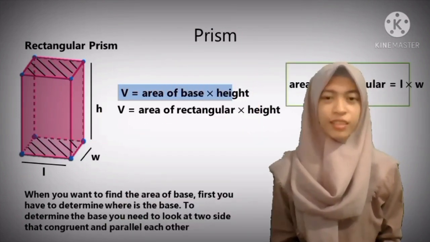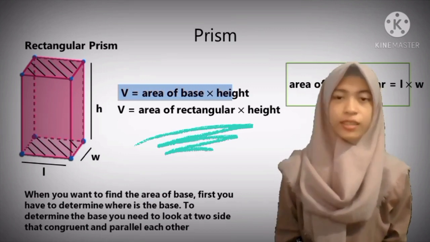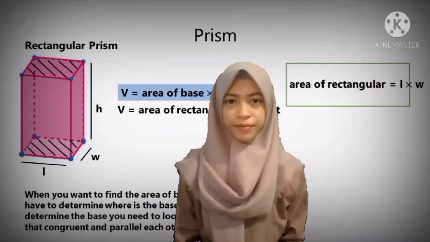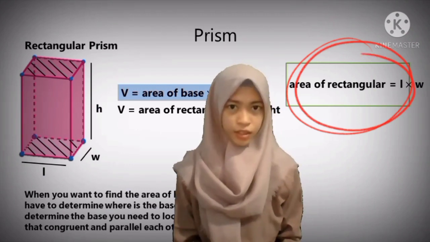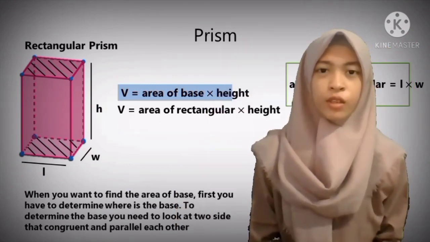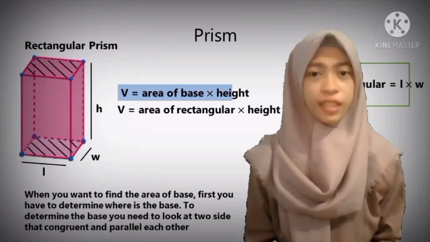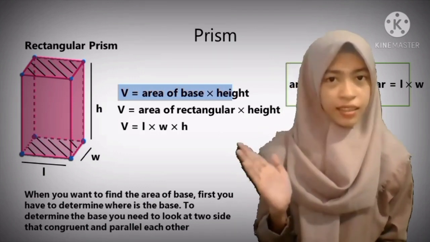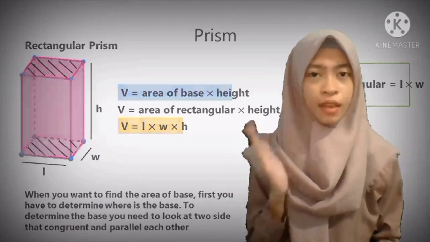So the volume is the area of rectangle times height. The area of rectangle is length times width. So the formula for the volume of rectangular prism is length times width times height.